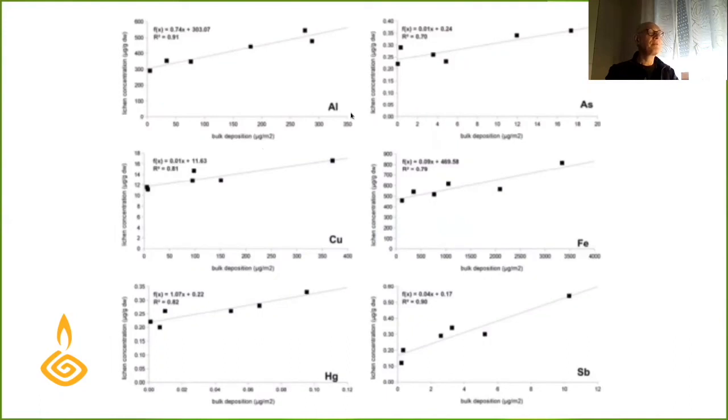You see that we can measure by the transplants, even at these low pollution sites at the botanical garden of the university where I work, for aluminium, copper, mercury, antimony, iron, and arsenic, we have a clear relationship with bulk deposition. So the lichens can be used very, very efficiently to monitor the accumulation of these elements, also in places where the pollution is low.